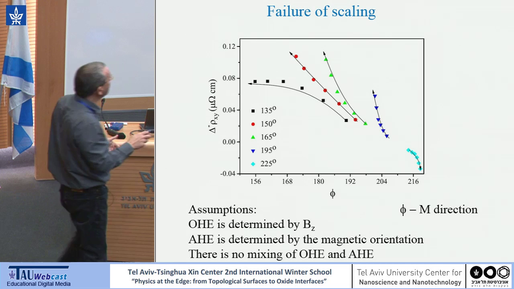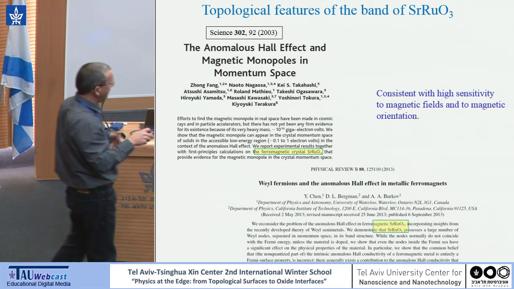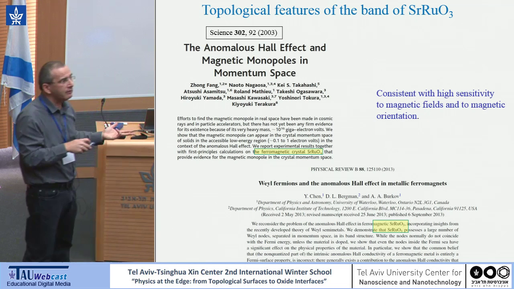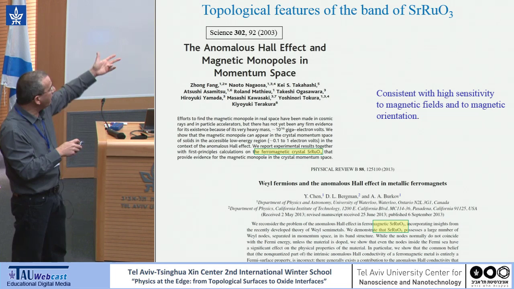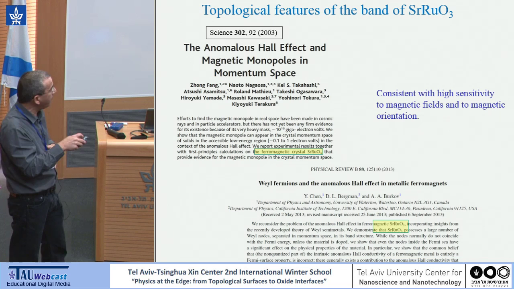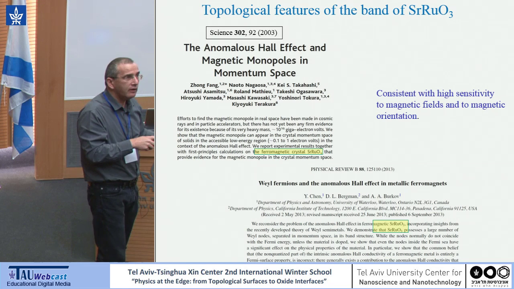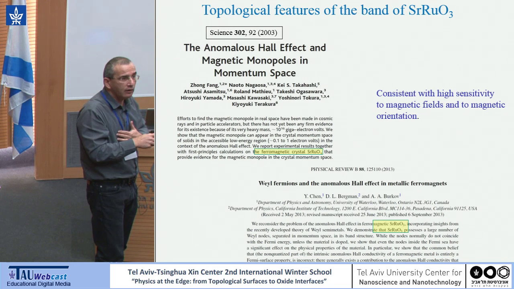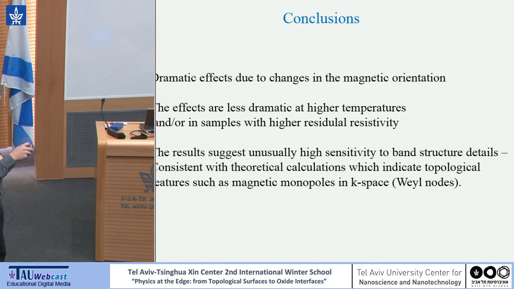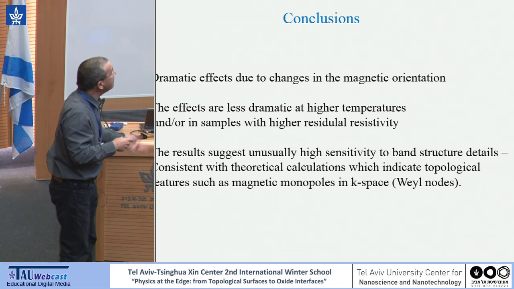So here I wanted to mention that qualitatively, this is the kind of effect that you'd expect from a ferromagnet with Weyl nodes, with the effect of changing the magnetic orientation. And there are different theoretical papers that stress that indeed this is what you have in strontium ruthenate, that what you have in the bulk is this band crossing, which leads to this kind of features in the band structure. So to conclude, we see dramatic effects in the anomalous Hall effect, which are due to changes in the magnetic orientation.